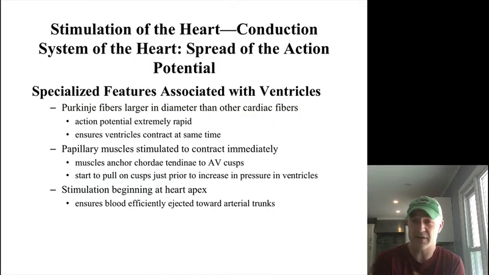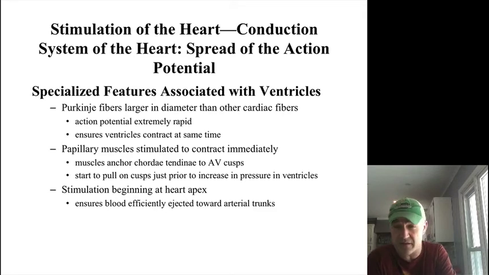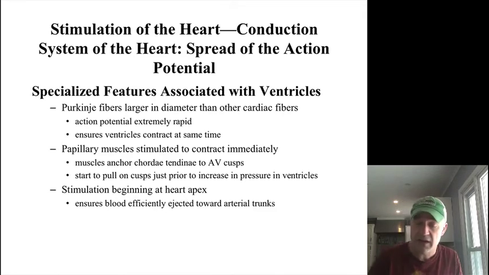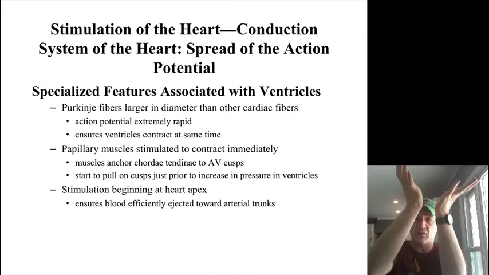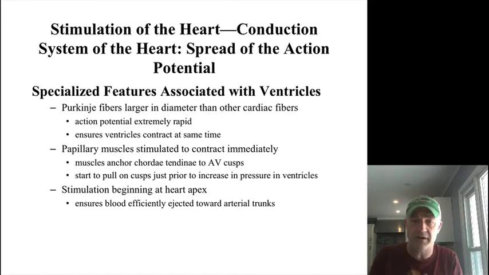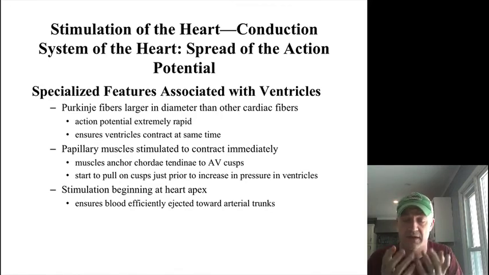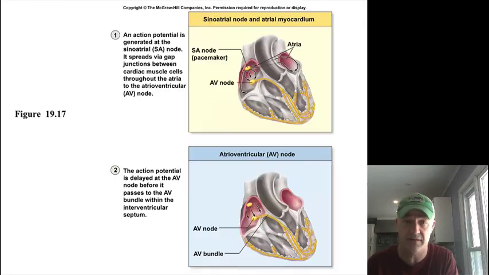Again, the Purkinje fibers are large in diameter, so that means they can move there really quickly. Papillary muscles also have Purkinje fibers going up to them that are there to cause them to contract immediately, which are going to help keep those valves closed. And we're going to start getting this depolarization and contraction occurring at the apex and working its way superior up the heart to really efficiently move that blood out through the aortic and pulmonary valves.